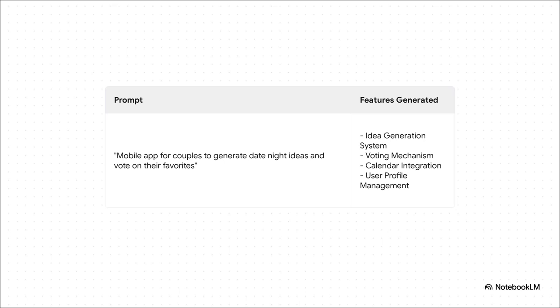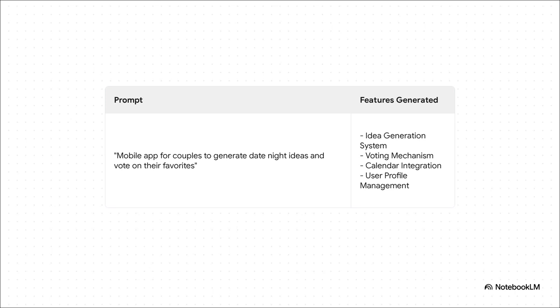Okay, check this out, because this is where you really see the power. Take this prompt: a mobile app for couples to generate date night ideas and vote on their favorites. Super simple, right? Well, from that one sentence, Stitch generates an app with a full-on idea system, a voting mechanism, even calendar integration and user profiles. All of that interpreted and built from one little request.